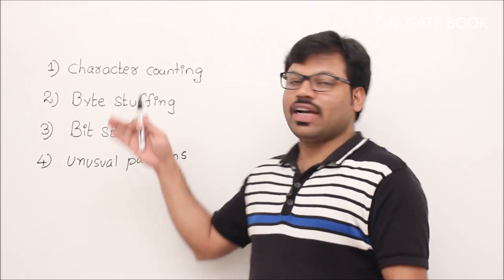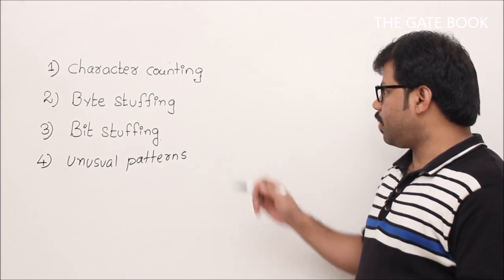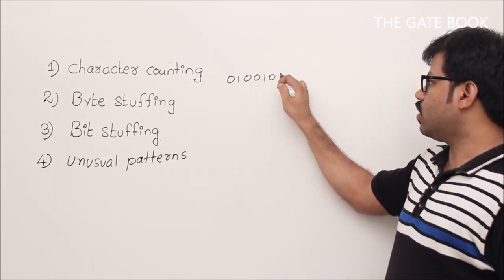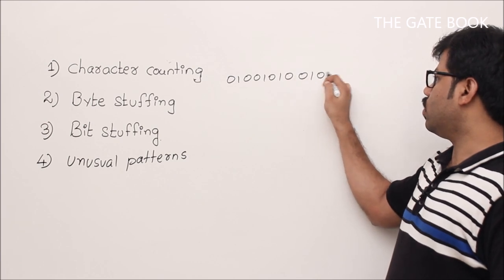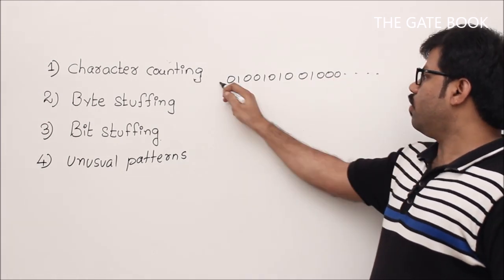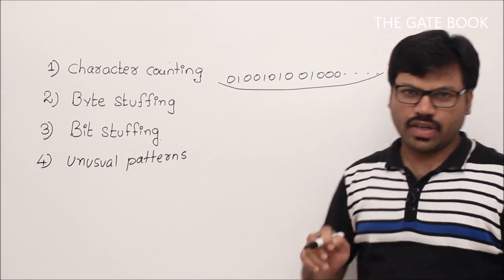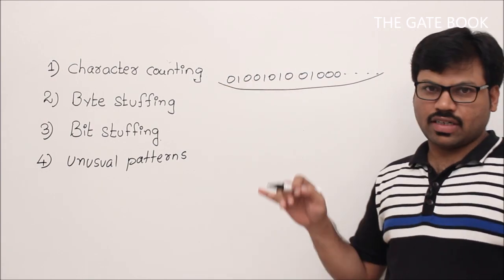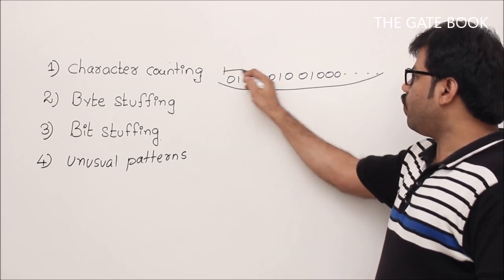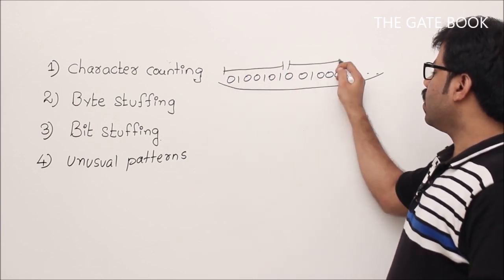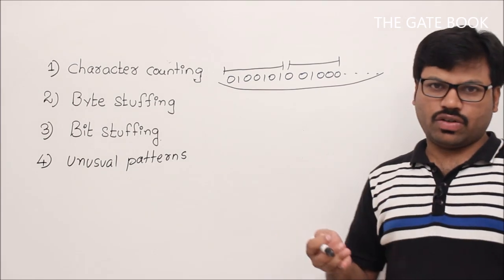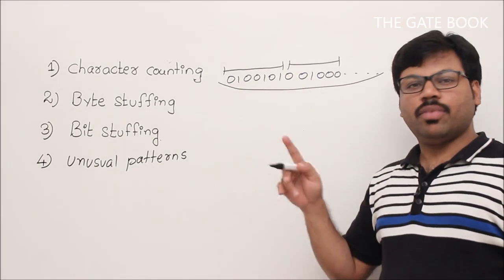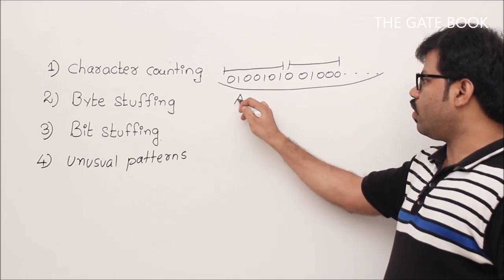Now we'll see the byte stuffing algorithm. In the byte stuffing algorithm, let's say this is your message: 01001010 0100, and so on, a very long message. We are going to divide it into frames. For that, it will be very difficult if I write binary patterns, correct? So what I do is group every 8 bits and write the corresponding ASCII code. Though it is definitely a binary pattern, let's represent it with some meaningful characters.